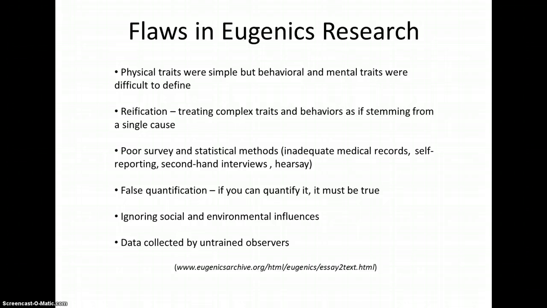The research was done using very poor survey and statistical methods. Many times the medical records were inadequate. People were self-reporting on things they didn't know about. They were interviewing neighbors to tell them about the person who lives next door, or hearsay at the local pool hall. They believed that if you could quantify it, it must be true. If I can measure it or score it, it must be true. They ignored social and environmental influences in trying to measure these traits, and a lot of the data was collected by untrained observers, so it was either inadequate, inconsistent, or just poor quality.